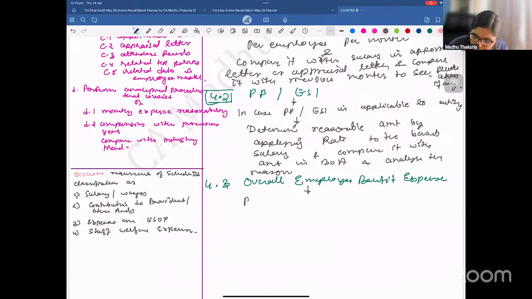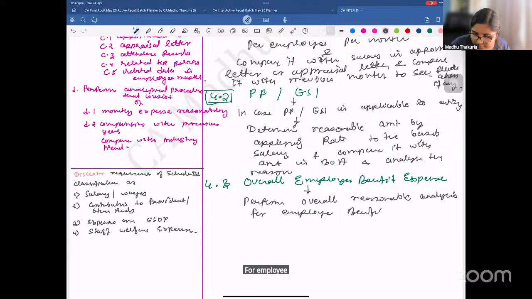And last, you will perform overall reasonable analysis for employee benefit expense booked during the year.